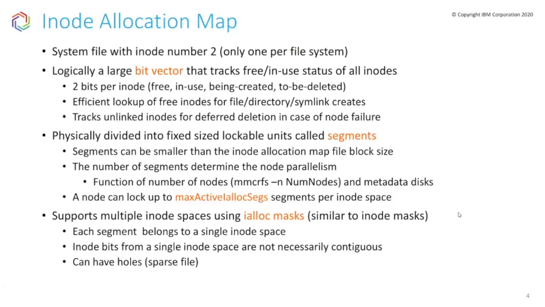And we also have a configurable parameter, a global configurable parameter, max active ialloc segments, which specifies how many segments each node can lock at the same time. Sometimes it helps to have more than one segment locked by a node, and I'll explain more in the later slides, but we do have that feature here. Just like the inode file, we can have holes in the inode allocation map, which can make it sparse. Right. So that was a brief idea of what the map is for, and this will help with the further concepts we'll be going through.